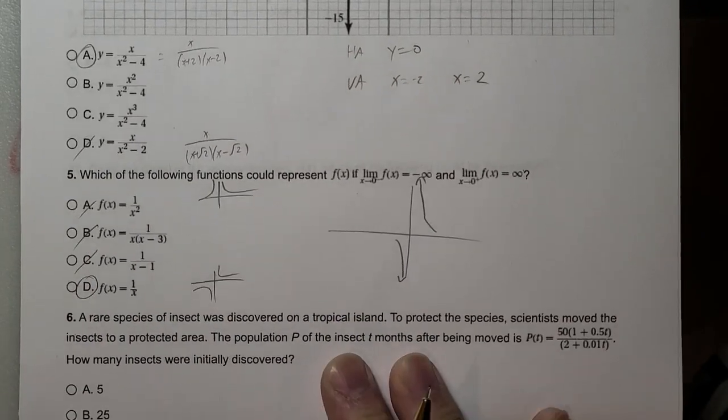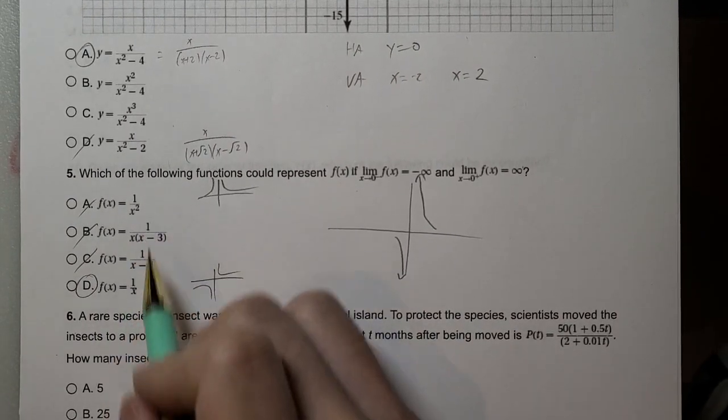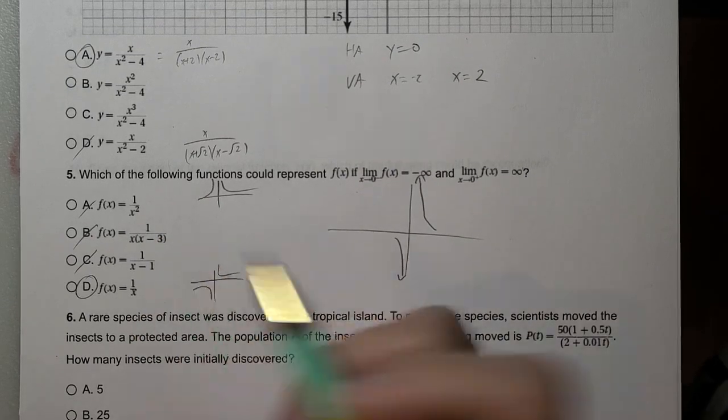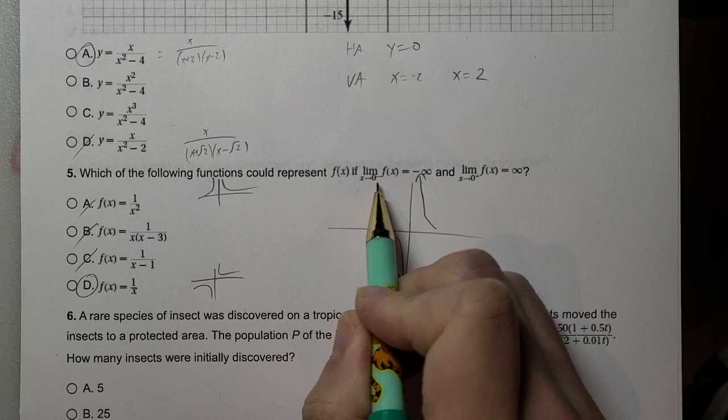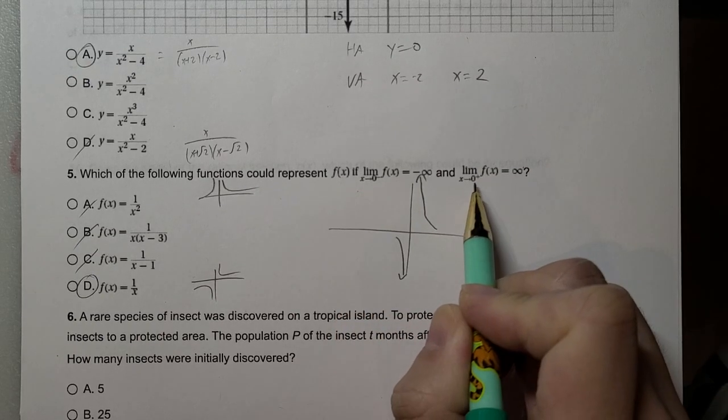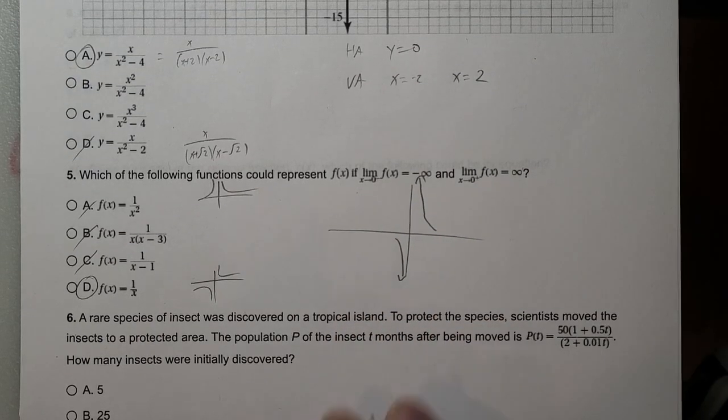Okay, so multiple ways to approach this. I know how these functions kind of look like, so I already knew the answer right away. But you can always just plug in numbers very close to 0, but less than 0, and very close to 0, but greater than 0.